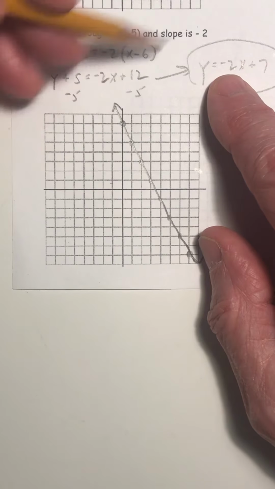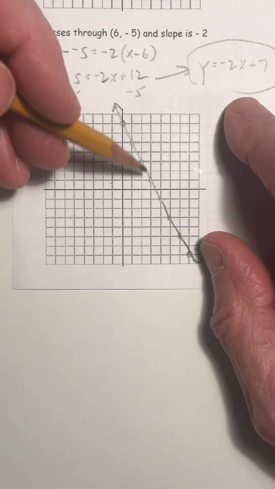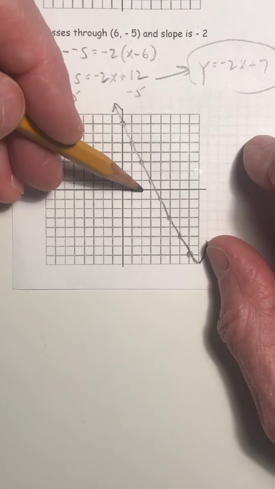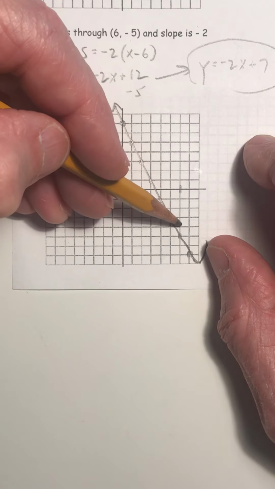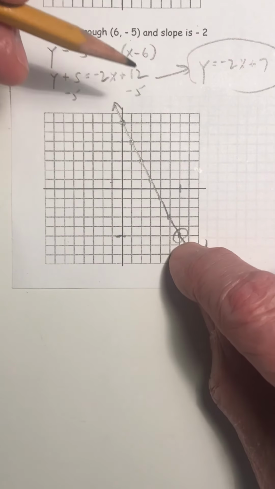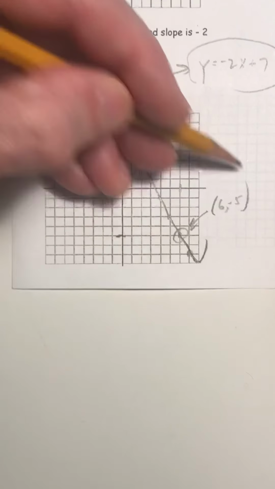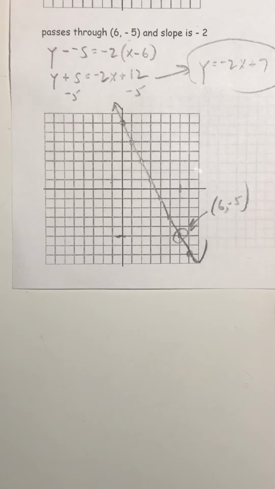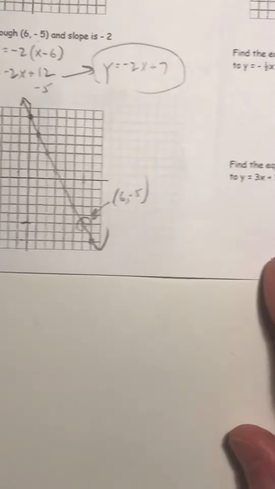We're supposed to have a slope of -2. We took care of that. Does it go through the point (6, -5)? 2, 4, 6. And then 1, 2, 3, 4, 5. There's (6, -5) right there, and the line is going through that. So we fulfilled both obligations of the question. Now we can look over here.